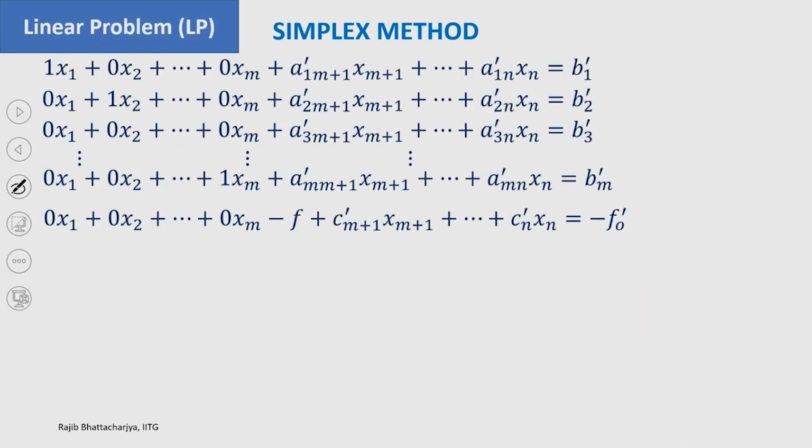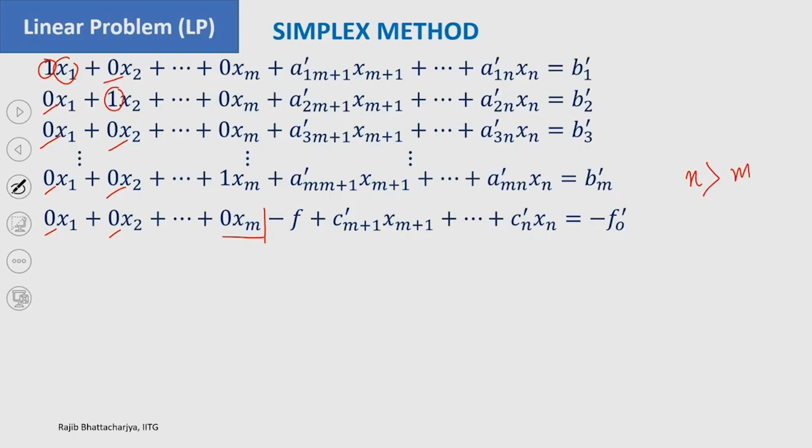Now, if we apply row operations, I can make the coefficient of x1 as 1, and for the others that is 0. So, the coefficient of x1 in other equations is 0, including the objective function. Similarly, the coefficient of x2 in the second equation is 1, and in the other equations, including the objective function, it is 0. I am taking this up to m, because in this case the number of variables is greater than the number of equations.